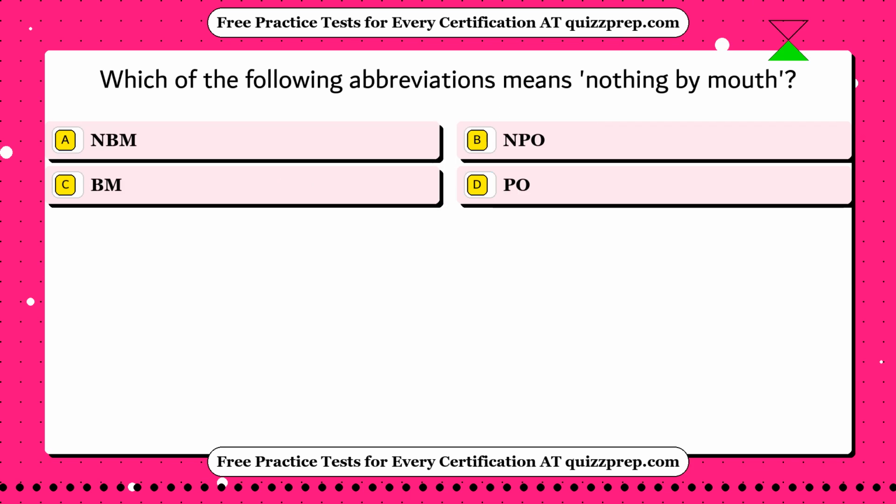Question 85. Which of the following abbreviations means nothing by mouth? Option A, NBM. Option B, NPO. Option C, BM. Option D, PA.